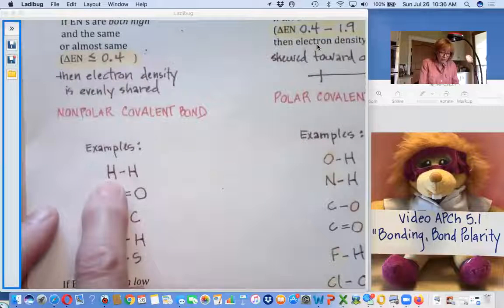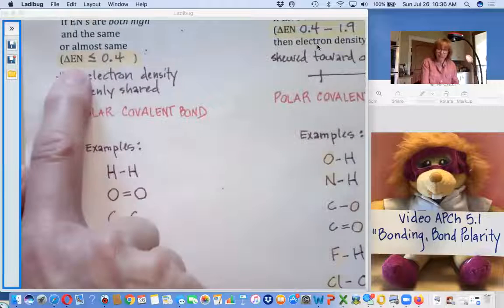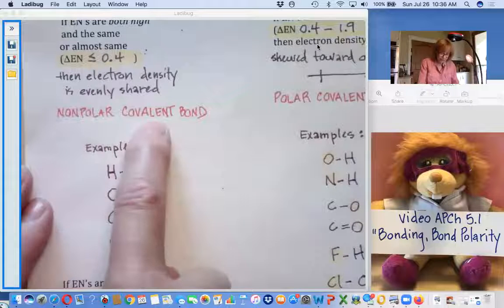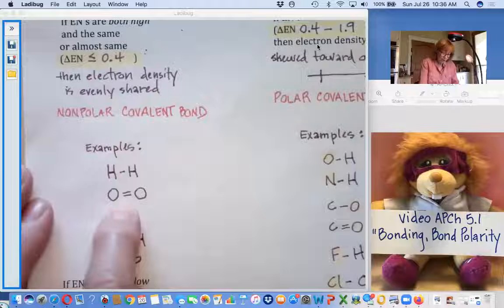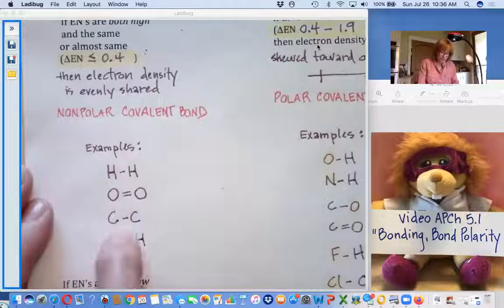Now, clearly, if the two atoms are the same, their electronegativities are the same, and the difference is 0. So this bond, nonpolar, covalent. Or this bond, nonpolar, covalent. Or this bond, nonpolar, covalent.